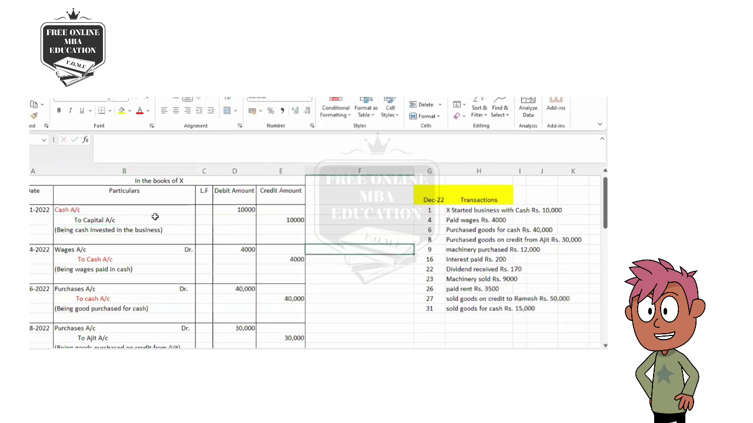Fine. It's cash account debit to capital account. X started business with cash, so cash has entered the business. Cash account debit to capital account, rupees 10,000. Debit what comes in. So cash has entered the business and X has given the capital.